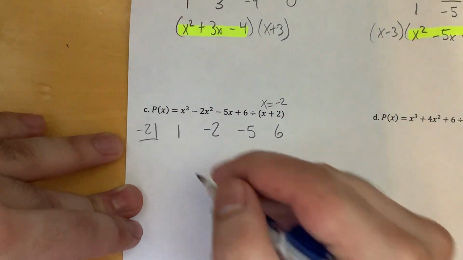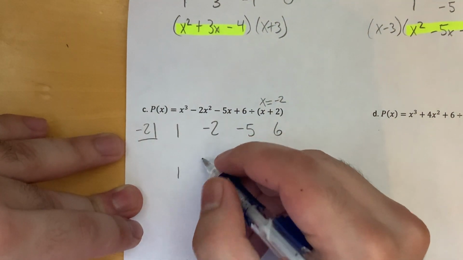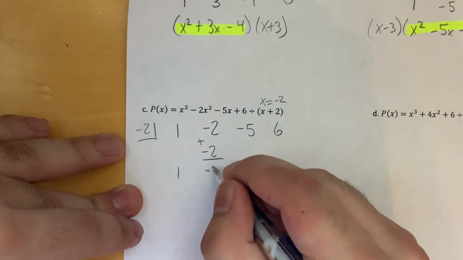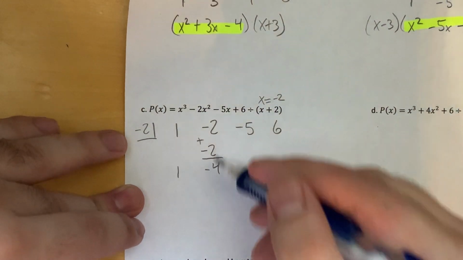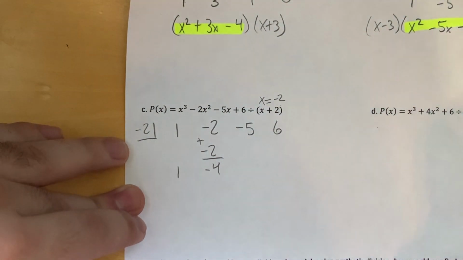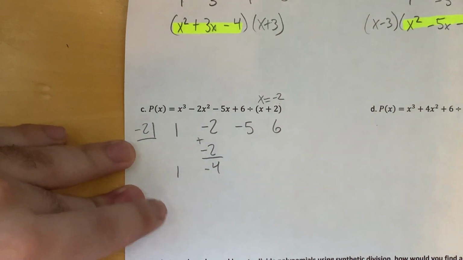What do we do first? We bring the 1 down. -2 times 1 is -2. Add them together, you get -4. And I want to stress that you're always adding these together. That's why you're putting in the root. You're never subtracting in synthetic division.